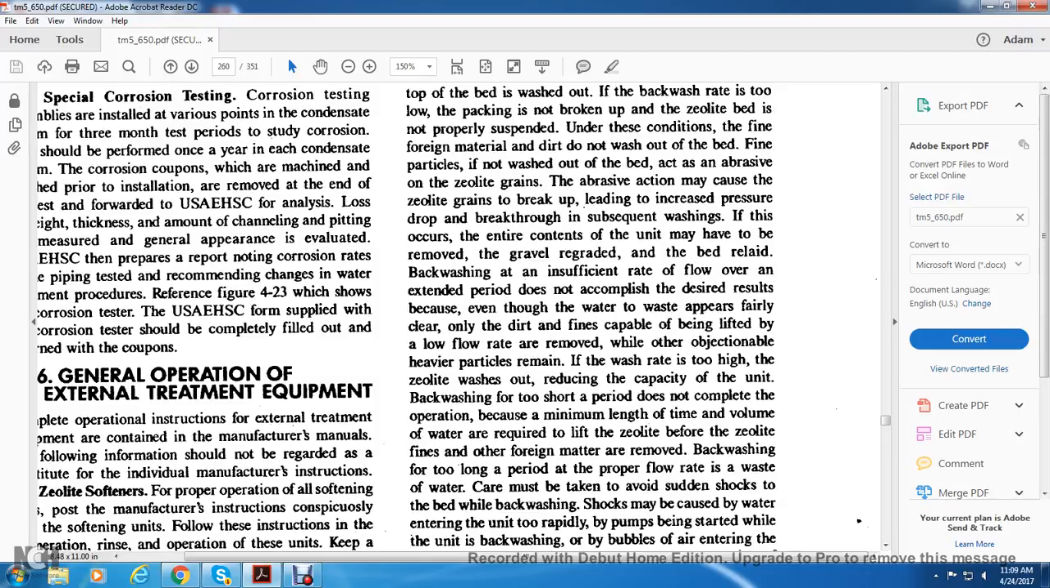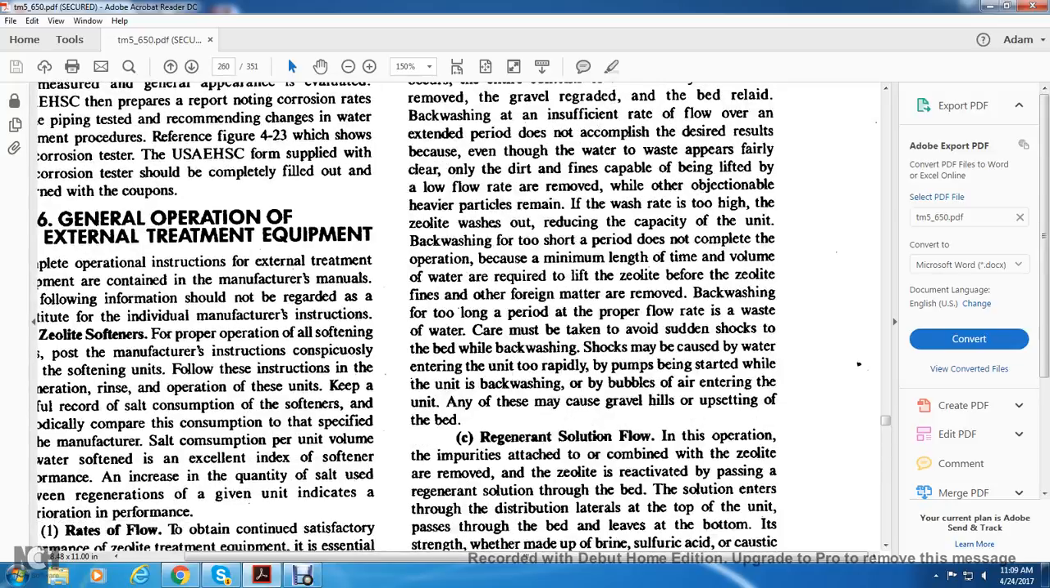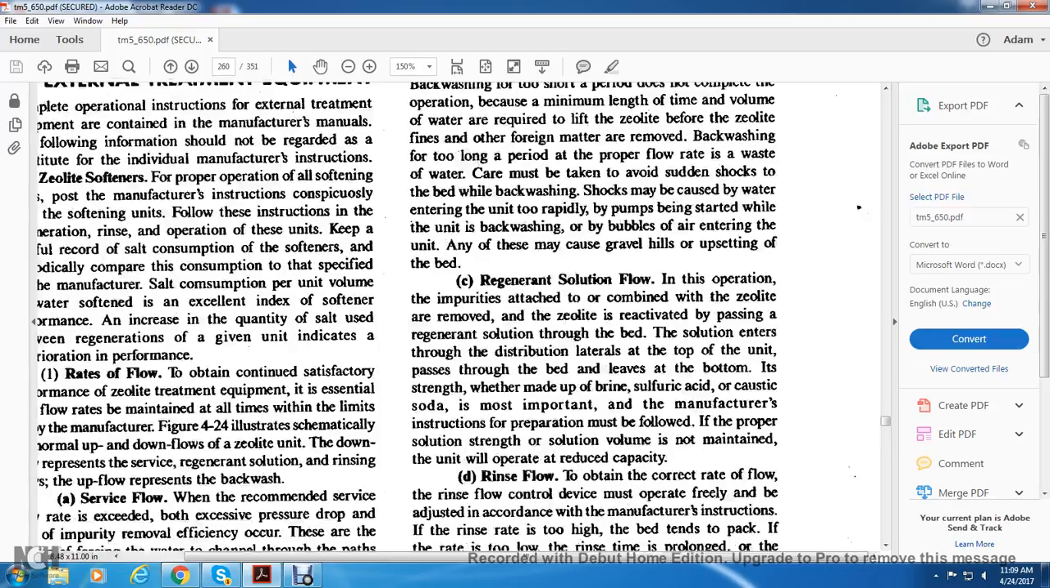Backwashing for too short a period does not complete the operation, because a minimum length of time and volume of water is required to lift the zeolite before the foreign material is removed. Backwashing should not go on too long at the proper rate. When controlling the flow rate of wastewater, care must be taken to avoid sudden shocks to the bed while backwashing. Shocks may be caused by water entering the unit rapidly, by pumps being started while the unit is backwashing, or by bubbles entering the unit. Any of these may cause gravel hills and upset the bed.